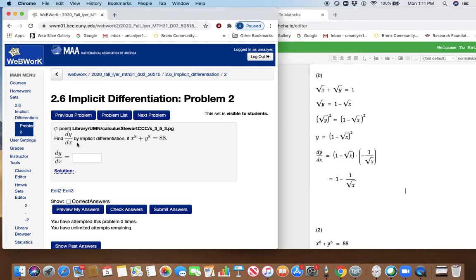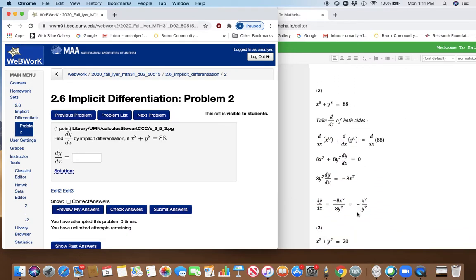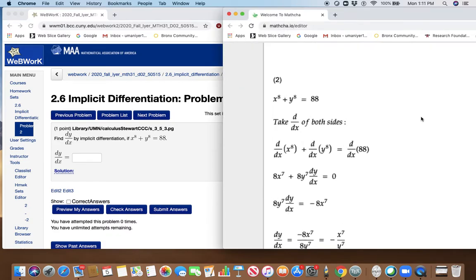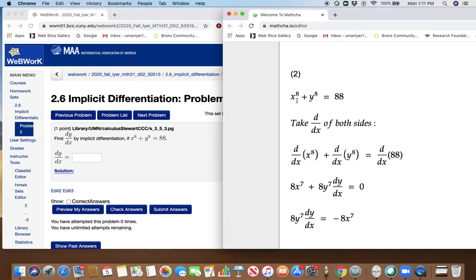So now they are simply asking implicit differentiation. x raised to 8 plus y raised to 8 is 88. Okay, let's expand this a little bit. There you go. x to the 8 plus y to the 8 is 88. Take derivative with respect to x of both sides.